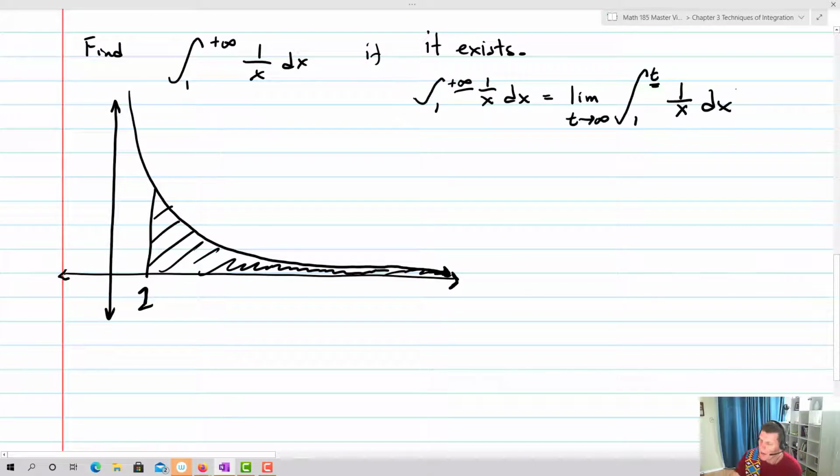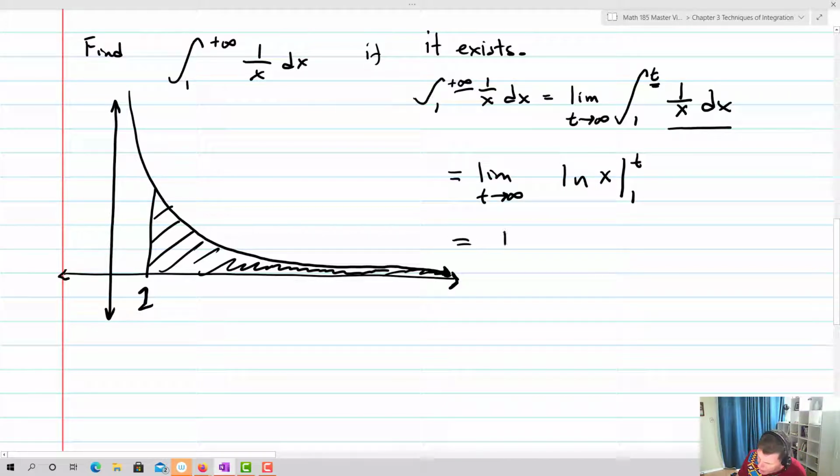Now what I need to do is integrate. So this is going to continue to be the limit as t goes to infinity, and I want to remind you to continue to put that limit as t goes to infinity. It's really important as you progress through solving these things, because it communicates exactly what you're doing. So now the integral of 1 over x is the natural log of x, and we're going to evaluate that from 1 to t.